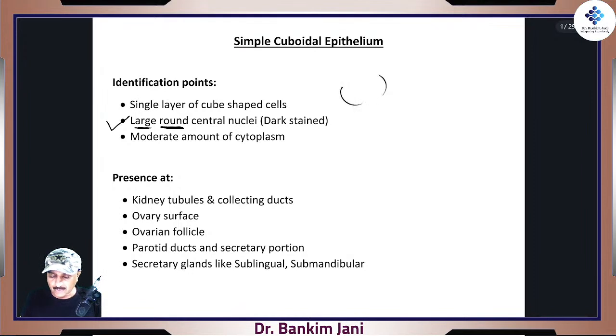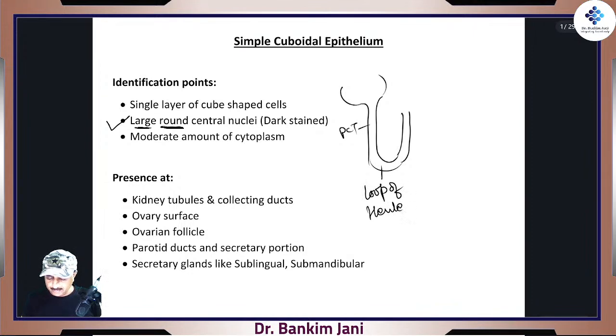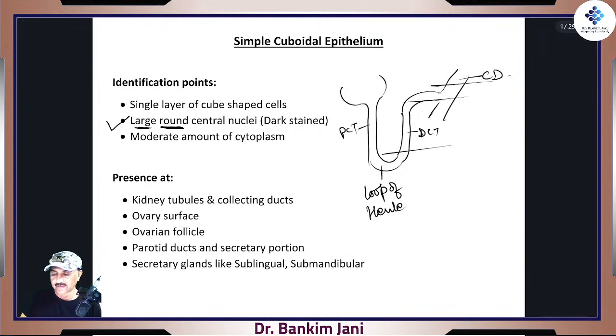So this was the Bowman's capsule, and these are the tubules. Proximal convoluted tubule, this is called the loop of Henle. And this one is the distal convoluted tubule, and then it will open into all those collecting ducts. So collecting ducts, all these sections, this is where we'll be watching the cuboidal one. So that's where we watch.